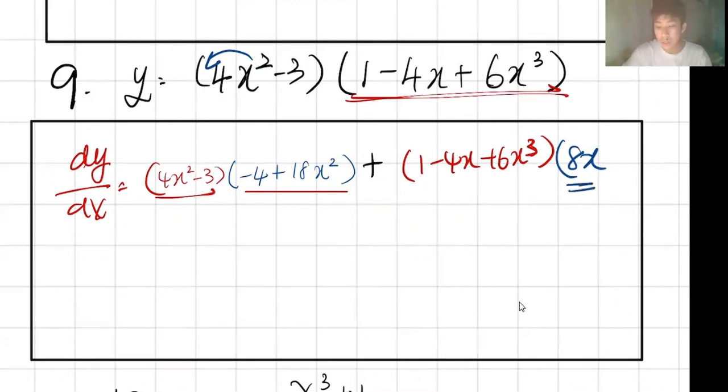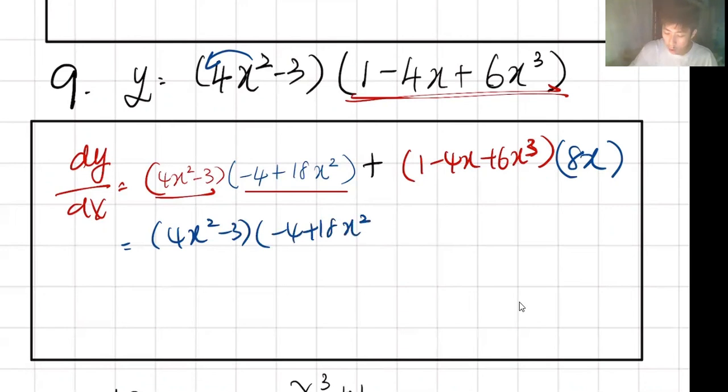So it's 8x only. I don't want to write the whole step. That minus 3, when you differentiate a number, it is 0, so you don't have to write anything. So this is actually you differentiated it. Then you just copy it back nicely: 4x squared minus 3 times minus 4 plus 18x squared.